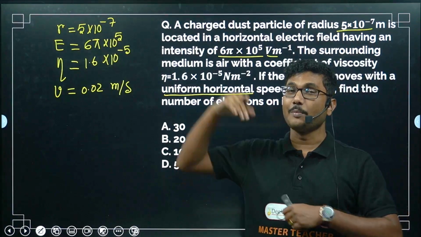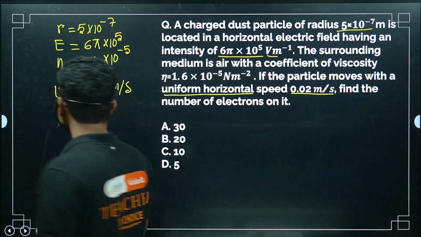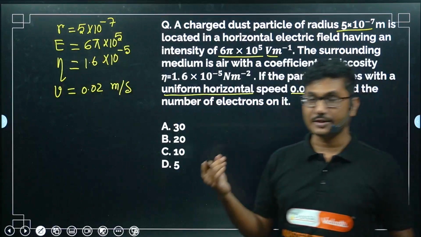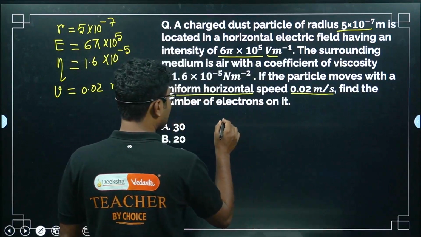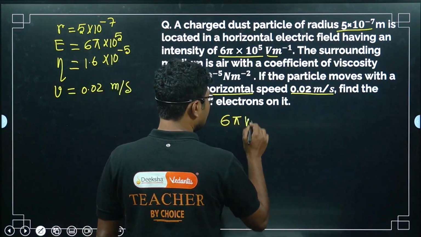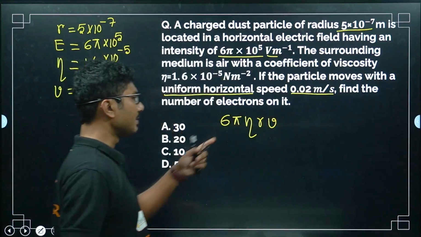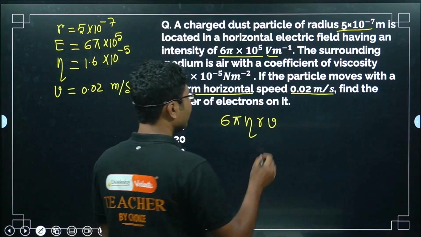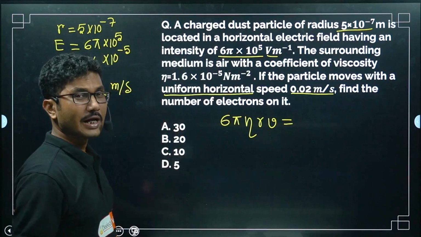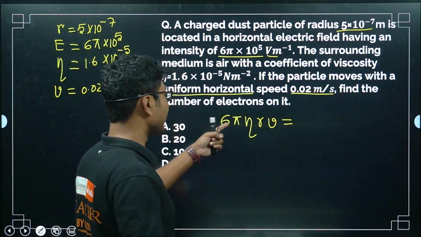It is based on some of your first PU concepts as well. What concept? That is, when an object is moving with the terminal velocity, with a constant velocity in a viscous medium, the force acting on it is given by 6 pi eta r v, the viscous force, right? We already know that this is the viscous force. Now we also know that this force should be balanced by something, so that it is moving with the terminal velocity, a constant velocity. This is the drag force.